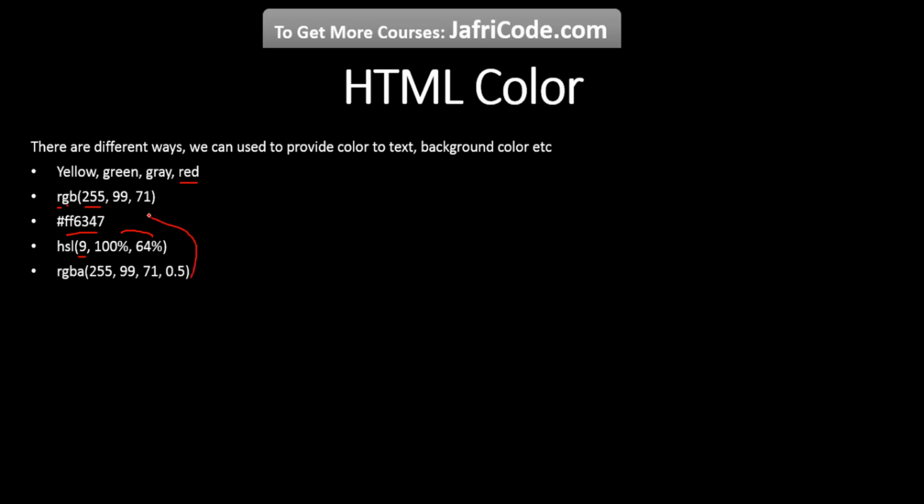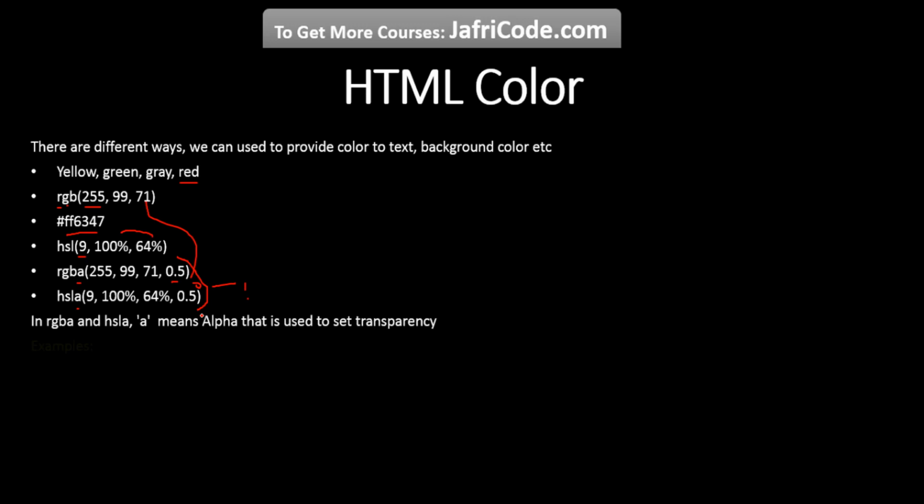RGBA is similar to RGB, with the addition of A, which means alpha. You can set an alpha value. Alpha sets the transparency, and it takes a value from 0 to 1. Another method is HSLA. It is similar to HSL with the addition of A. A means the same as in RGBA, alpha, which sets transparency, and we take a value from 0 to 1. It is also mentioned here.